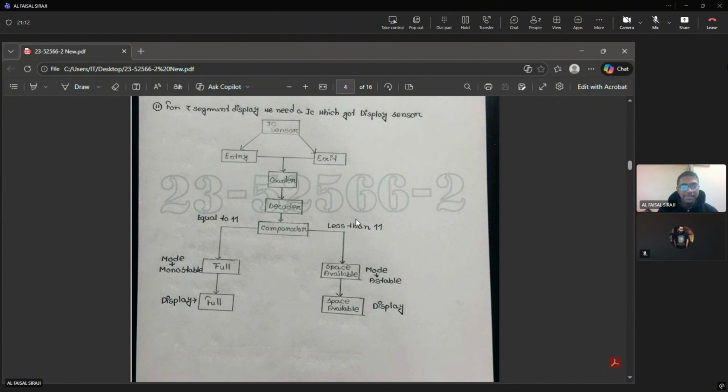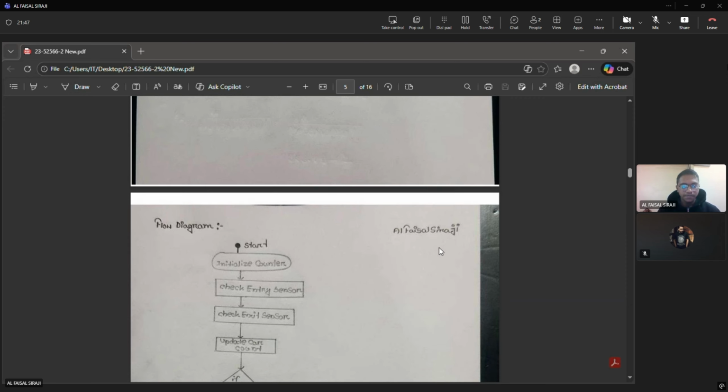The decoder is connected with the comparator, and the comparator works in two modes, which are monostable and astable. The monostable mode is one mode which is not changing, and the astable mode is the continuously changing mode, as we know. So when there are 11 cars, the monostable mode will show full, and when the garage has less than 11 cars, it will show there is more space available from the astable mode.